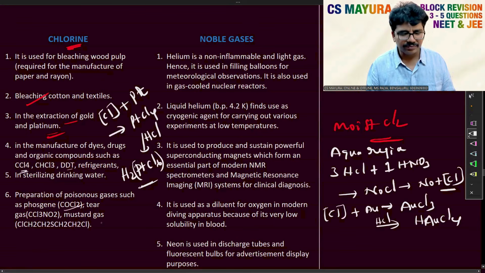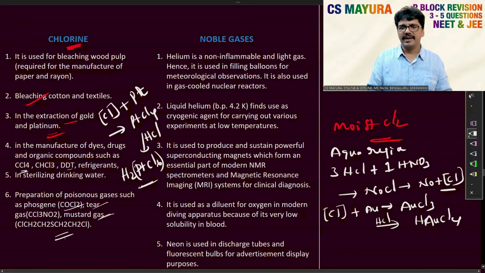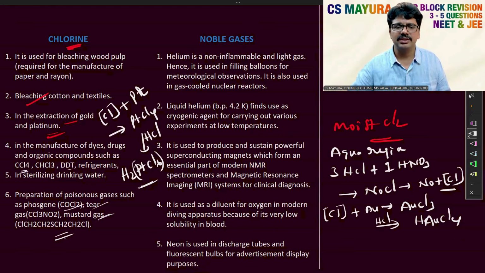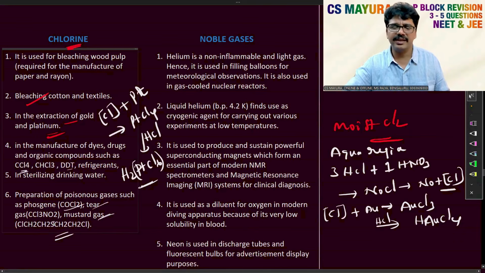And some important things: chlorine is used for the preparation of phosgene, COCl2; tear gas, chloropicrin, CCl3NO2; and mustard gas, whose formula is given in NCERT. You should read it. This is the mustard gas formula, right? And noble gases. All elements' uses, once pause this video and read those applications. They are important. We can expect questions from this area also.